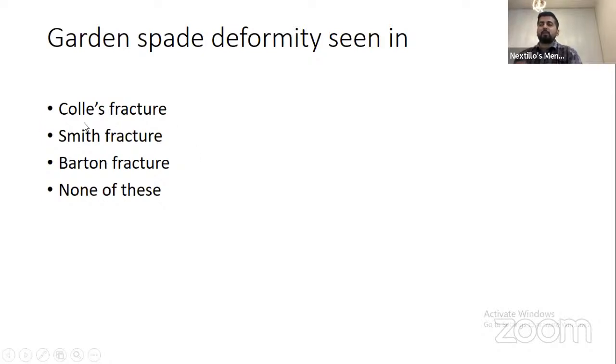In Colles, there is dorsal tilt and dorsal displacement of the fracture fragments. In Smith's fracture, there is a volar tilt and volar displacement of the fracture fragments, and hence garden spade deformity is seen in a Smith's fracture.